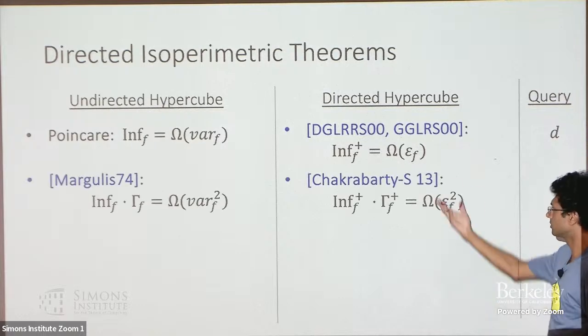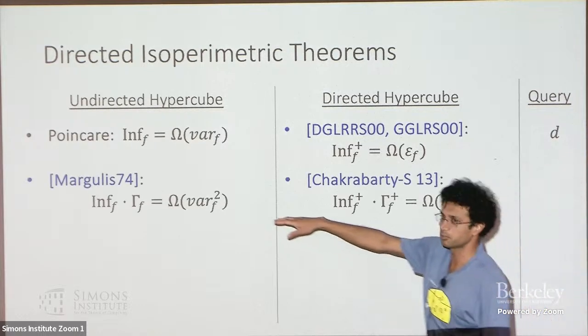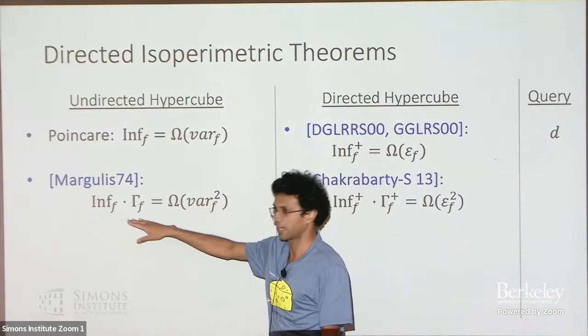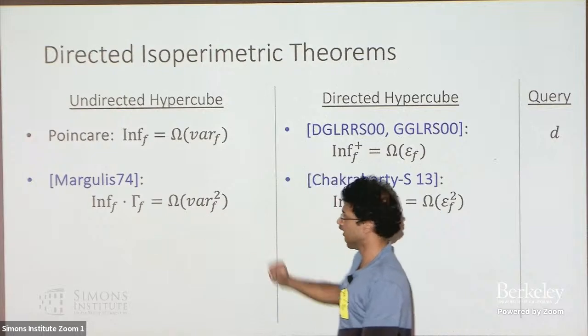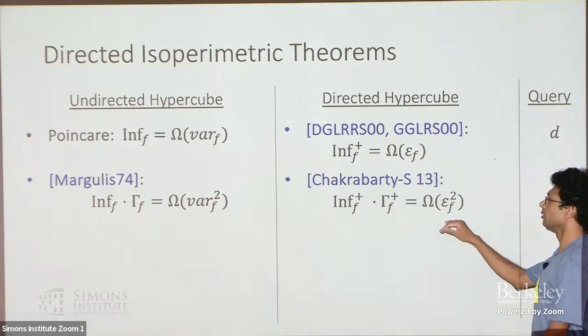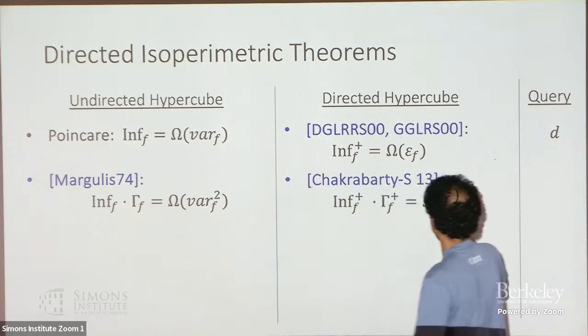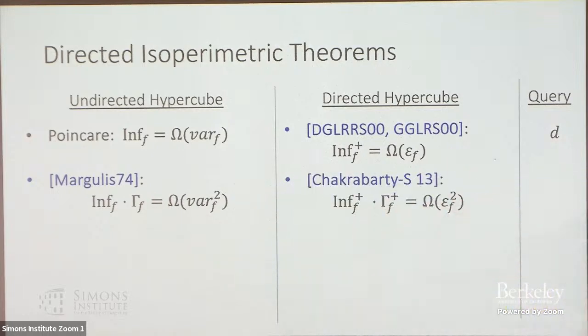Then what we discovered was that there is an inequality of Margulis. I'll explain what this is eventually. It says inf times gamma of f is omega variance squared. And what we can do is put a plus, direct all of these boundaries, and replace the variance with the distance to monotonicity. And this leads to a d to the 5/6 if you tighten the analysis.